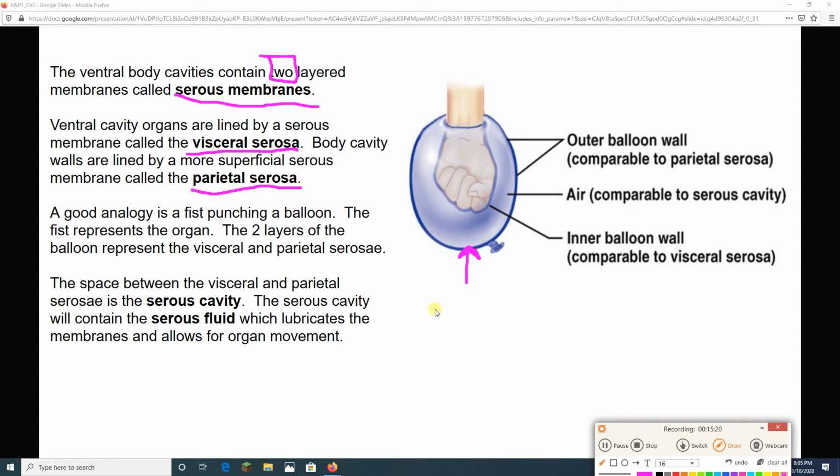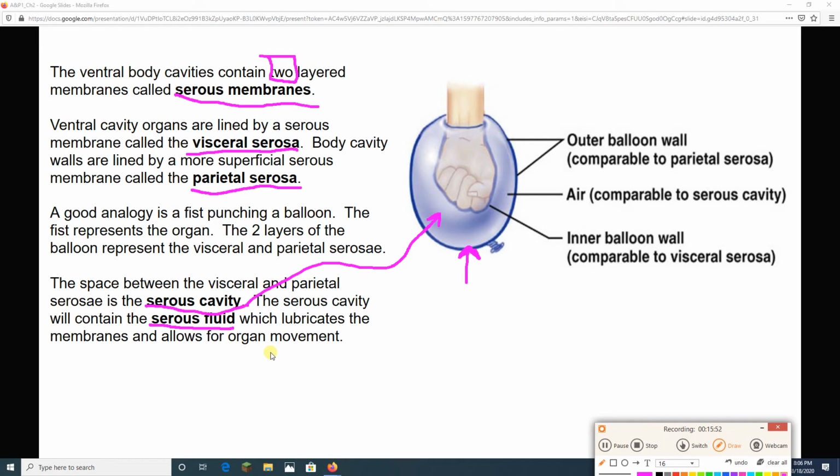Now, as you can tell in this balloon, there is space. Space between the two layers. The space in there is called the serous cavity. And it is filled with fluid called serous fluid, which allows for the organ to move. Think about the beating action of the heart. The heart fills up, swells, then contracts, gets a little smaller. It moves. We need some lubrication for that movement.